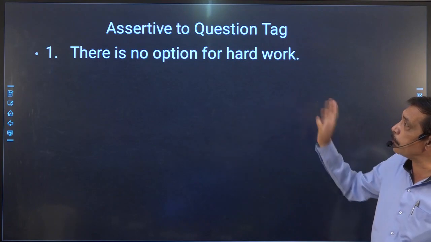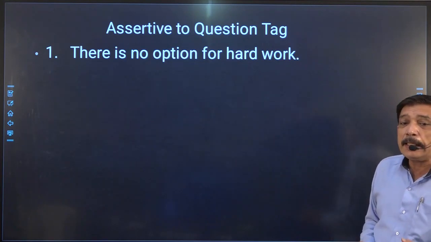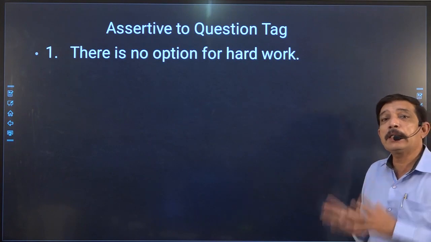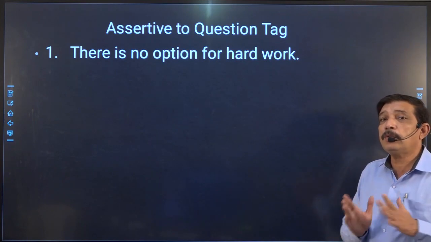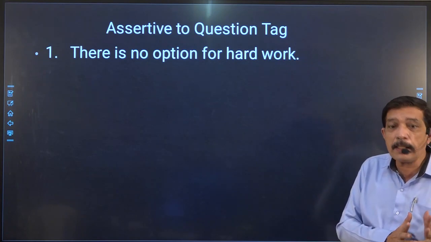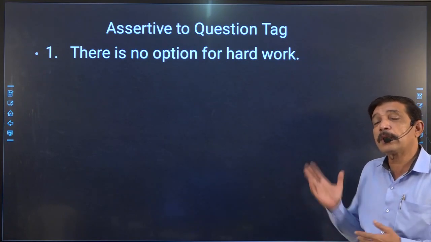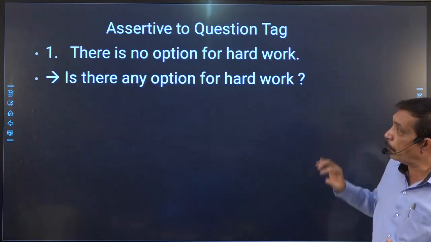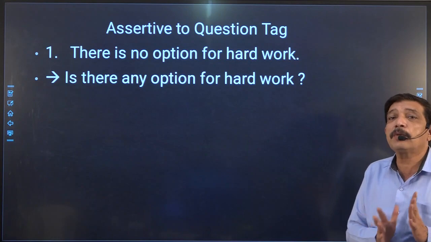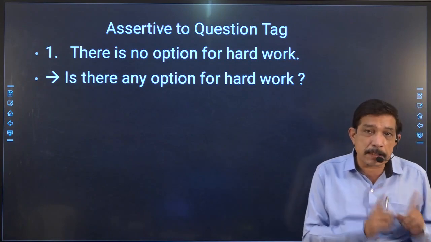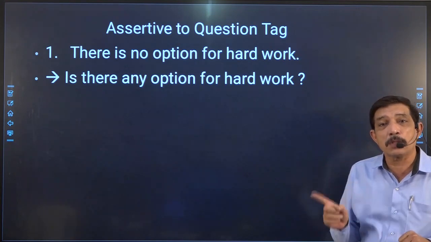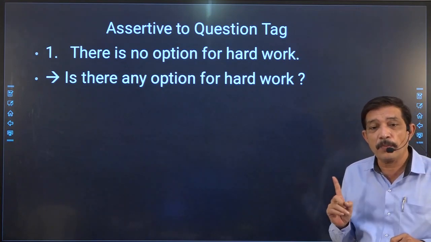Now, there is no option for hard work, right? Then is the helping verb given over here, and negation is also there. That means we have to use is, because a helping verb is provided to us, and negation is also there, which we have to remove. So what is going to be the answer? Is goes at the starting of the sentence. Whenever we use a helping verb at the start of the sentence, that means at the end of the sentence there will be a question mark. There will not be a full stop, right?